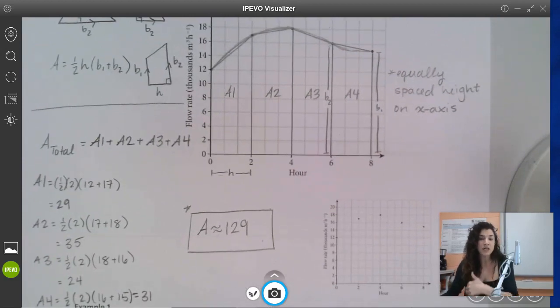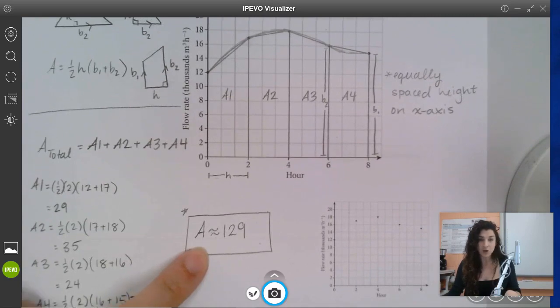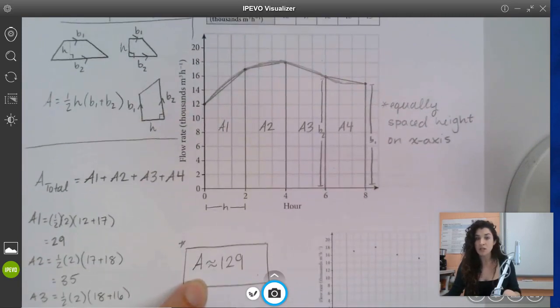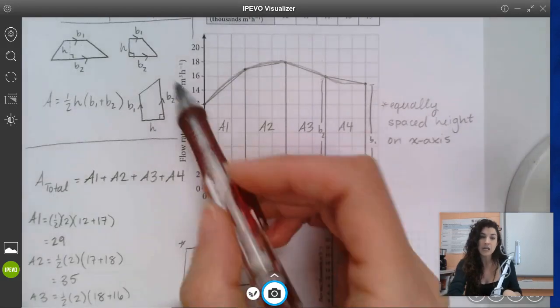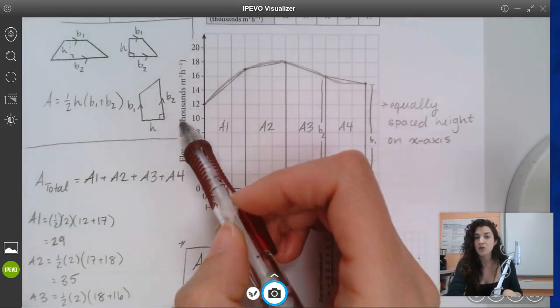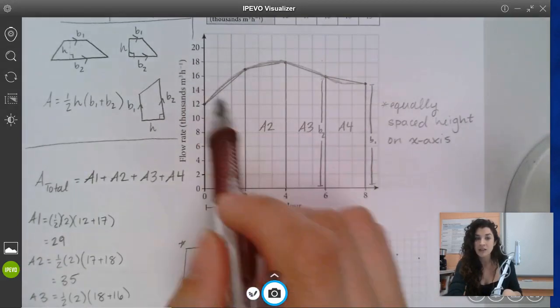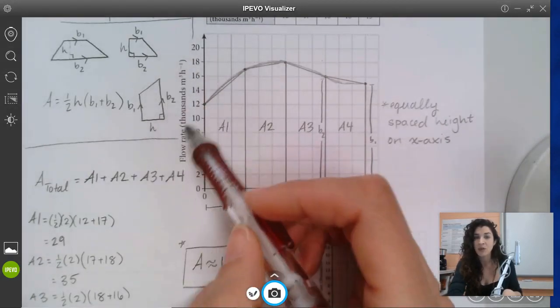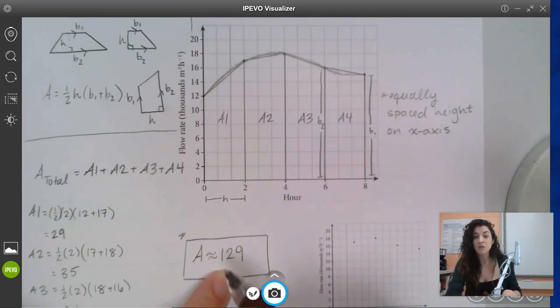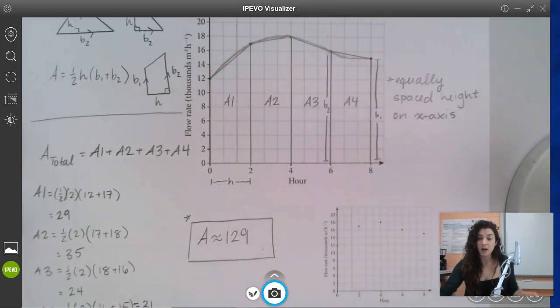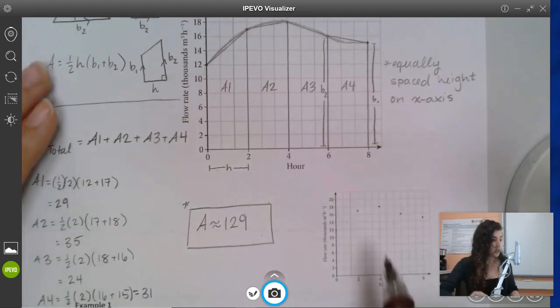And so I know that 129 is not going to be the exact area, but it's a nice, quick way for me as a scientist to say, oh, okay, well, the volume of water that went into the tub over the course of 8 hours was 129,000 meters cubed, right? So if we're talking about finding the integral, we're multiplying our units of the y-axis by our units of the x-axis, the hour would cancel out, and we're left with thousands of meters cubed. So we would know, okay, we got to the end of this experiment, we had about 129,000 meters cubed of water, of whatever.